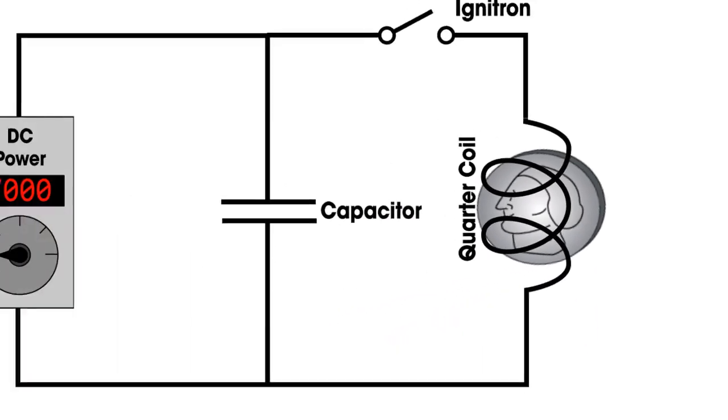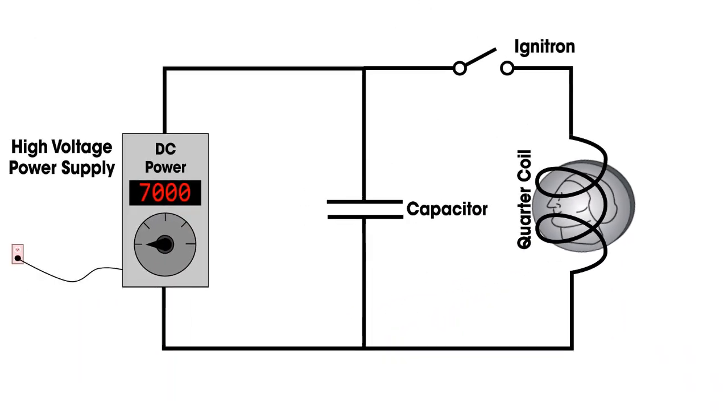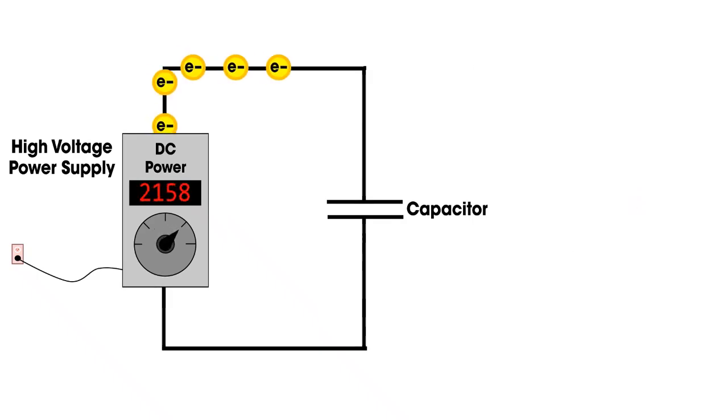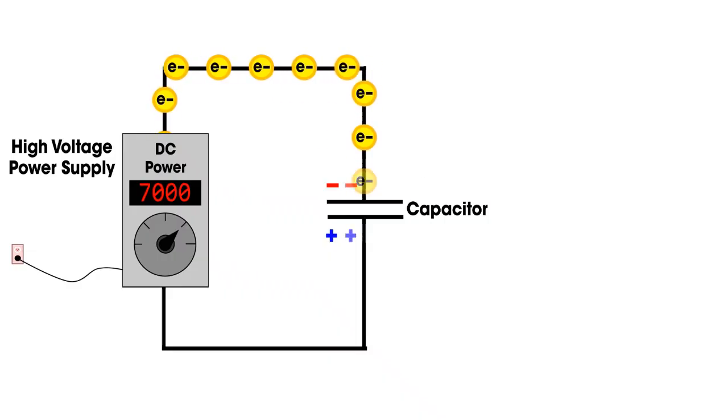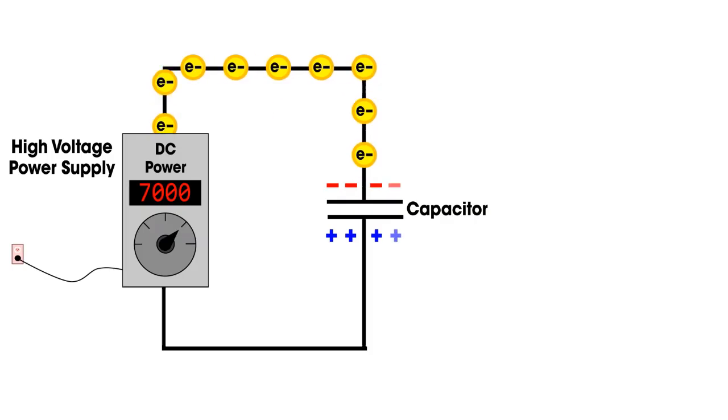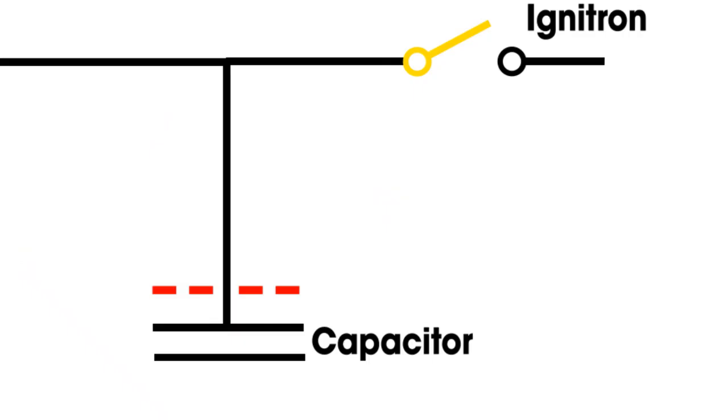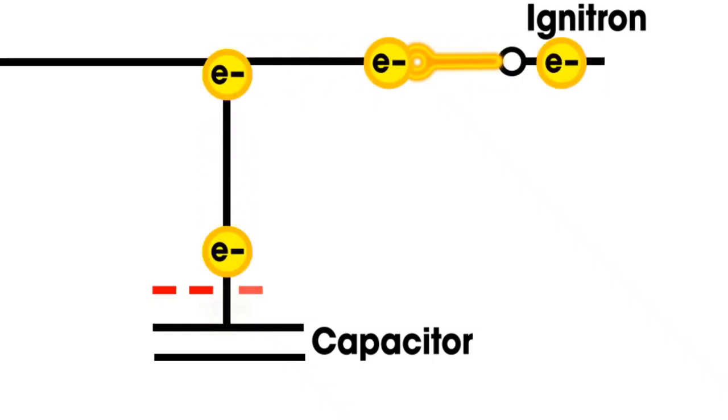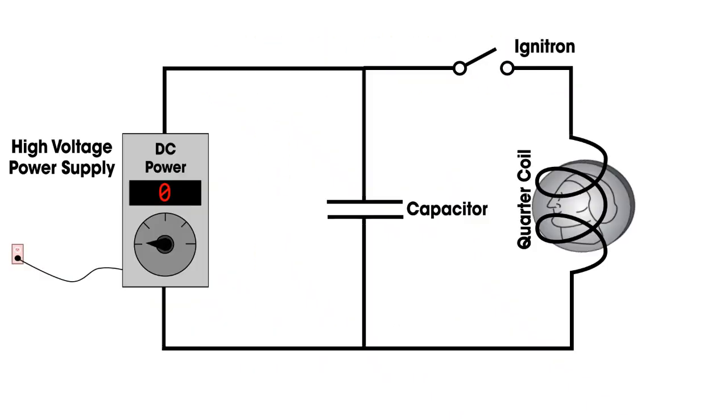Let's see how these work together to produce the giant magnetic pulse that shrinks the quarter. First, the power supply charges the capacitor by placing negative charges on one side and positive charges on the other side. When the capacitor is done charging to 7,000 volts, it's packed full of electrical energy. To get all of this energy into the quarter in one powerful burst, we close the ignitron switch to complete the circuit. The negatively charged electrons on one side of the capacitor now rush through the coil to the positive charges on the other side. And it all happens in 40 millionths of a second. You can calculate it. Amazing!